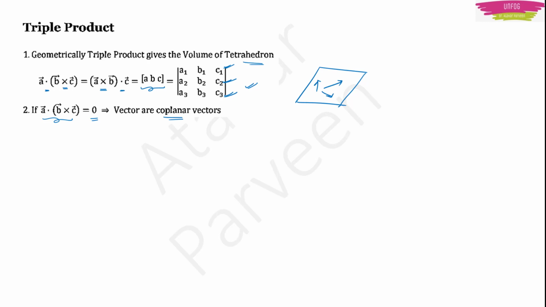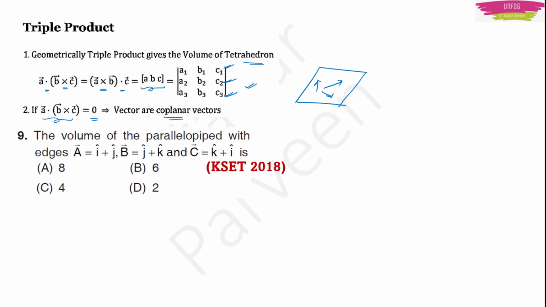I am giving you an example. The question is from KSET 2018. The volume of the parallelepiped with edges A is i plus j, B is j plus k, and C is k plus i is. Parallelepiped is nothing but a tetrahedron only. Okay. Now, a simple thing, right? A is i plus j, B is j plus k, C is k plus i. Means what will be vector A? It will be i plus j plus 0k. What will be vector B? 0i plus j plus k. What will be vector C? It will be i plus 0j plus k.